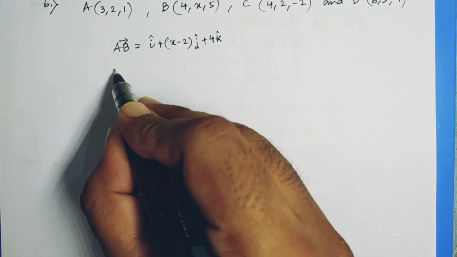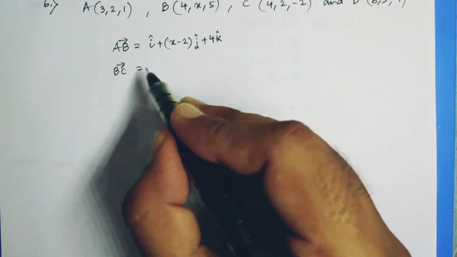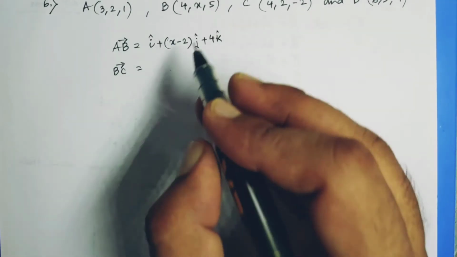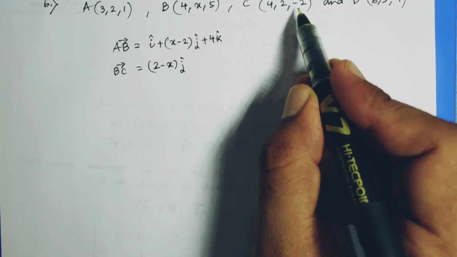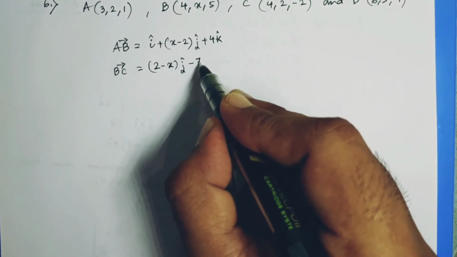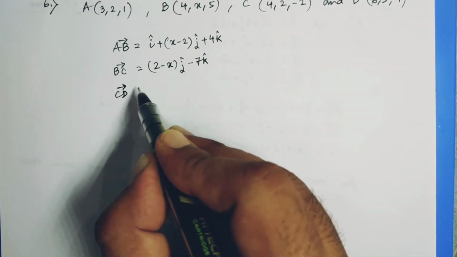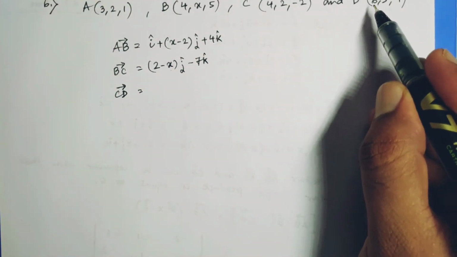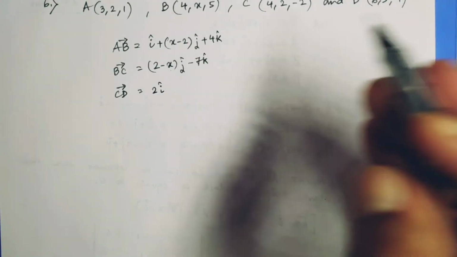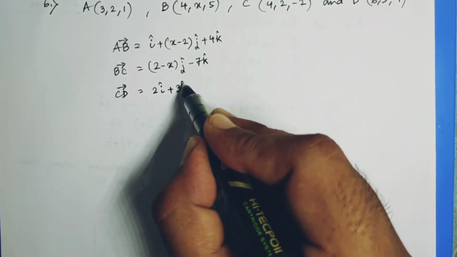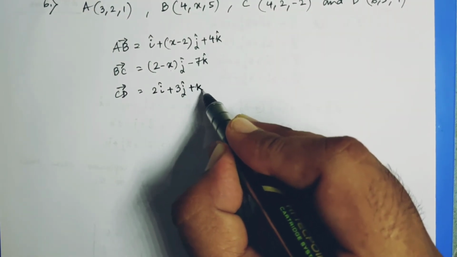Then BC vector will be what? BC vector will be 4 minus 4, that is 0 i cap, then (2 minus x) j cap, then minus 2 minus 5, that is minus 7 k cap. Now CD vector will be what? CD vector will be 6 minus 4, that is 2 i cap, then 5 minus 2, that is plus 3 j cap, then minus 1 plus 2, that is plus k cap.